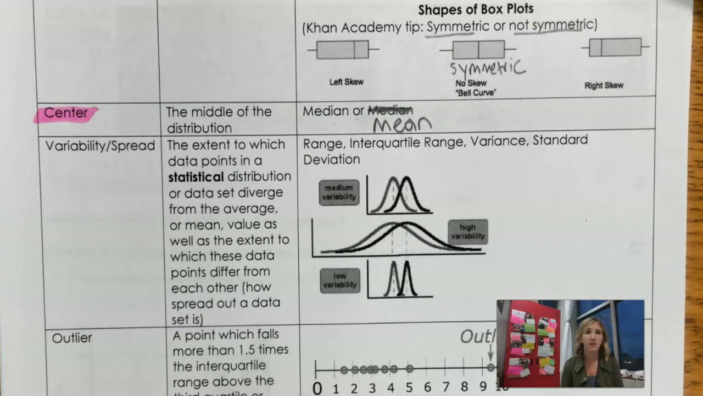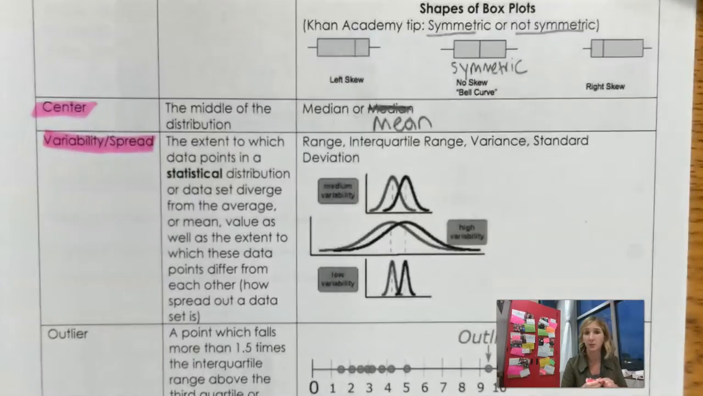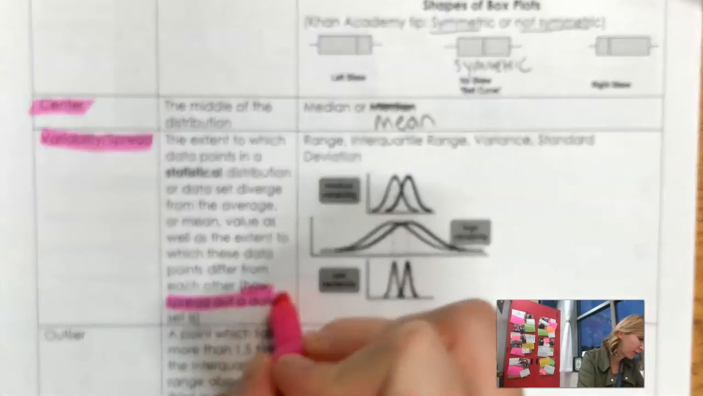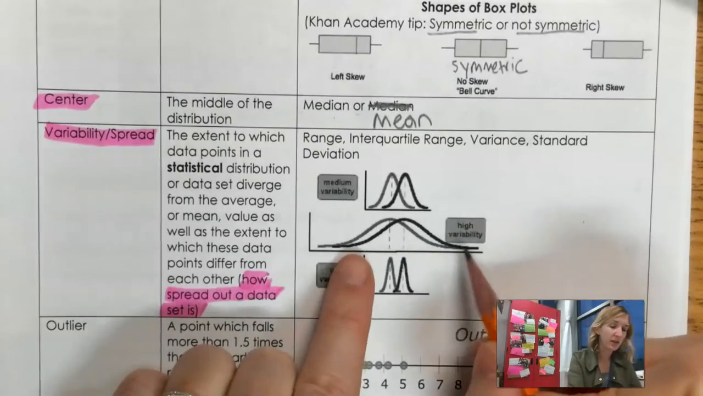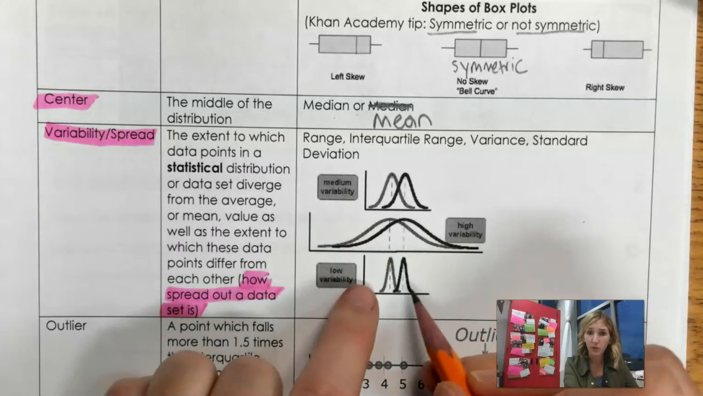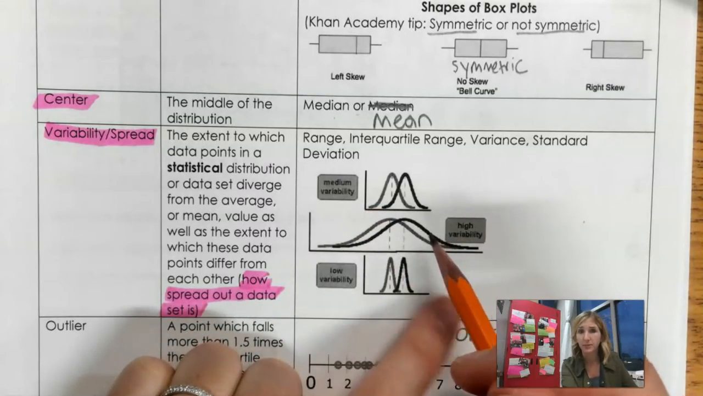All right, variability or spread. This is how spread out the data is, which makes a difference when we're interpreting it, right? So it's the extent to which the data points in a distribution diverge from the average, as well as the extent to which the data points differ from each other. How spread out is the data? Is it very spread out, or is it pretty centered? So looking at this, you can see that this is high variability. The distribution is spread out. This is low variability. The distribution is pretty close together, and this would be median variability.